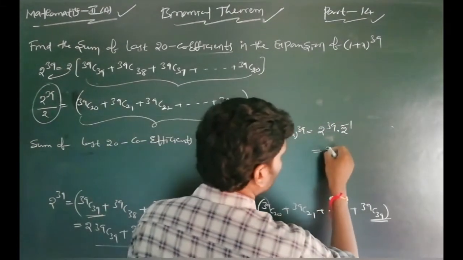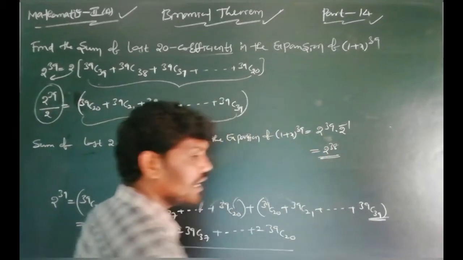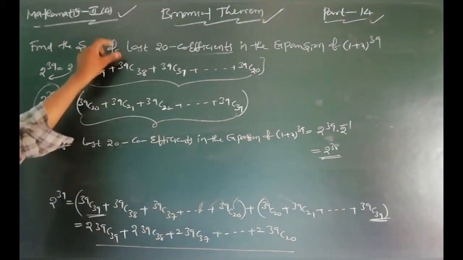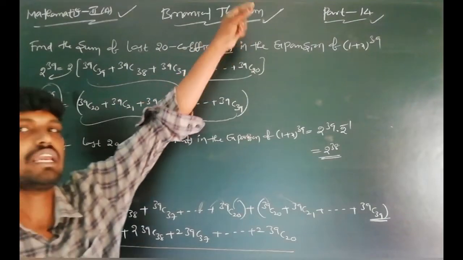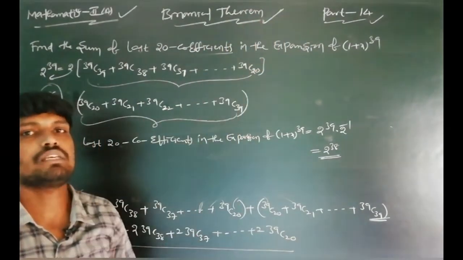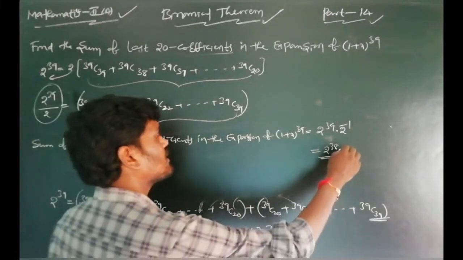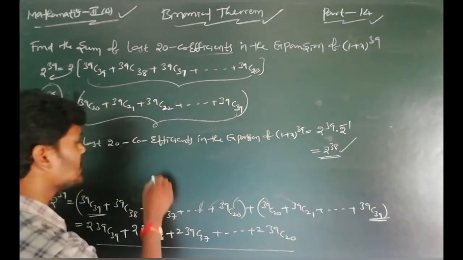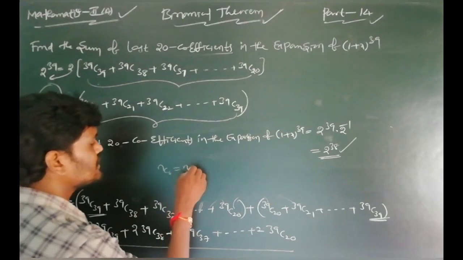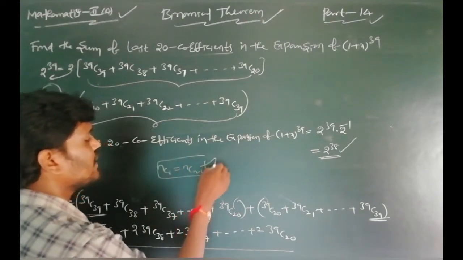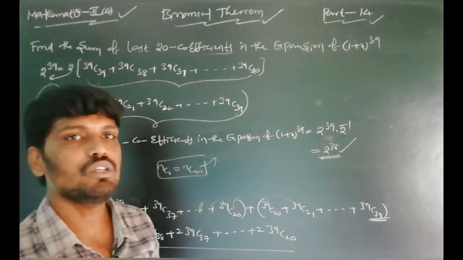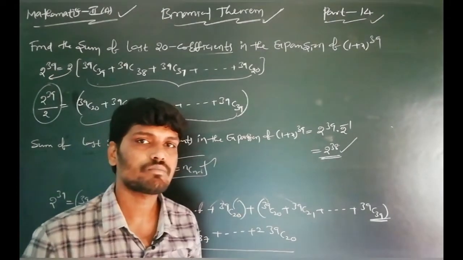You get 2 power 38. Therefore, the sum of the last 20 coefficients in the expansion of (1 plus x) whole power 39 is 2 power 38. Here we use nCr equal to nC(n minus r). This is a very important formula used in this question.